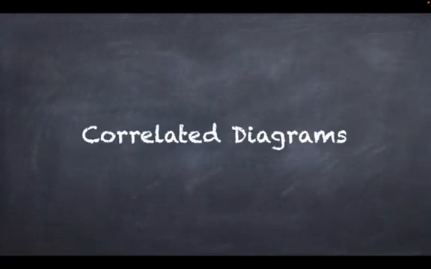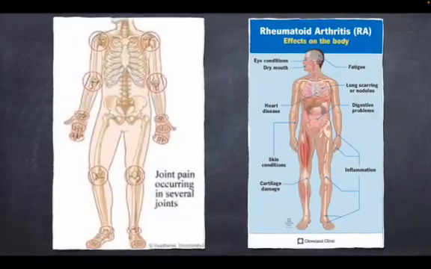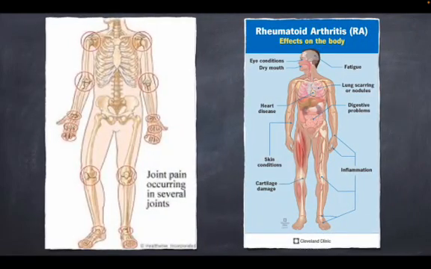Correlated diagrams. The image on the left, circled in red, has joints across the body where pain will occur with rheumatoid arthritis. The image on the right depicts the different effects across the body that rheumatoid arthritis will have other than just the pain afflicted on joints.